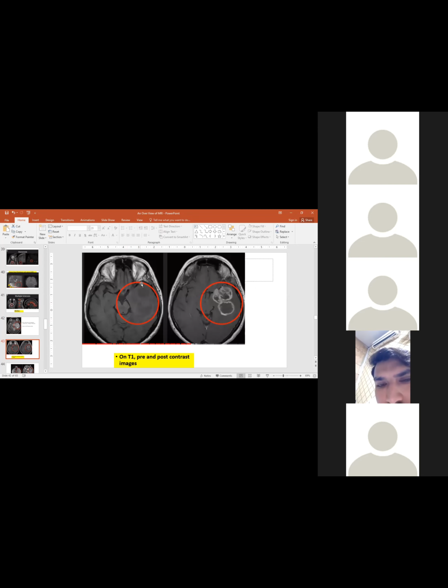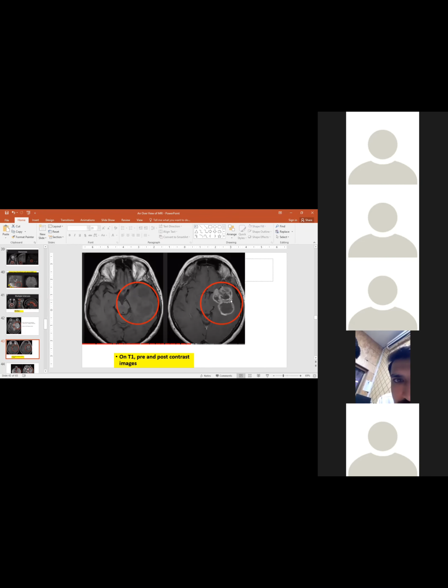This was on T1. On T1, there is a very ill-defined, very subtle type of mass, but it is diffusely enlarged. It is not clear-cut here. But after giving contrast, now I'm showing you how the injection of contrast helps you to be sure that you are dealing with some pathology.